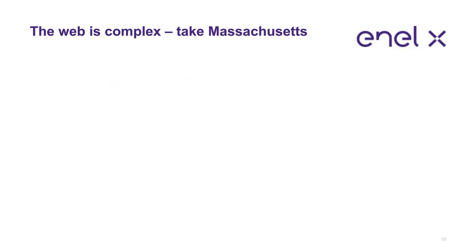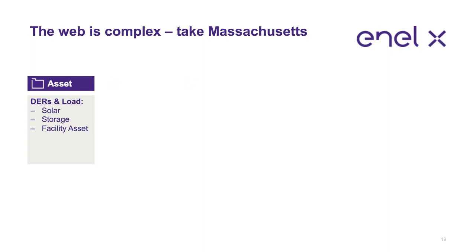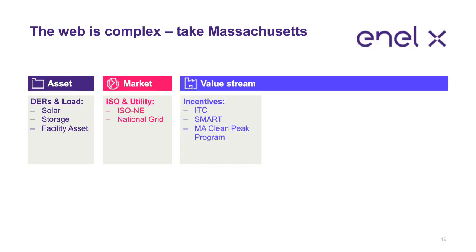So in this example, our asset is a solar plus storage at a particular facility that has a few operational assets it can leverage in Massachusetts, where the ISO is ISO New England, and it's in the National Grid utility. And so based on those combination of assets and markets, there are no fewer than 10 different value streams that could be monetized, and we'll quickly walk through each one.